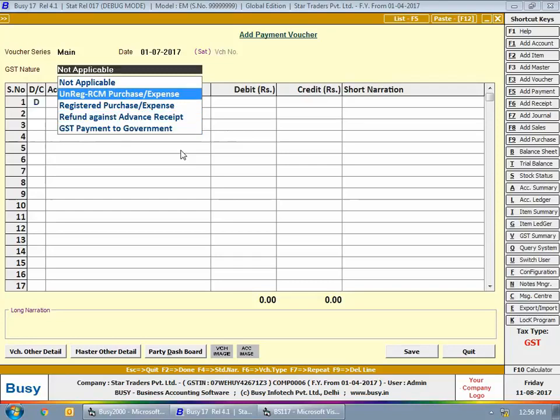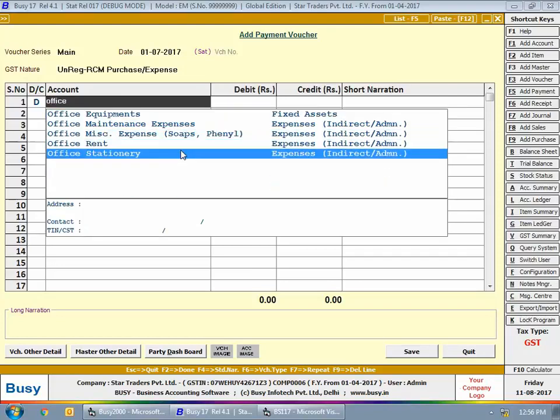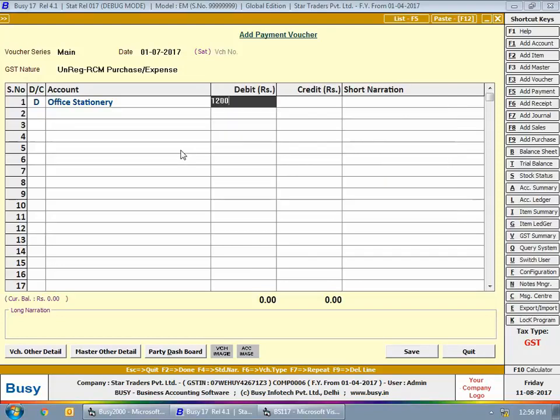So first of all, we are entering a voucher for unregistered RCM purchase / expense. We are debiting the office stationery account with 1200 rupees and crediting the cash account with 1200 rupees. This shows that we have purchased office stationery worth 1200 rupees from an unregistered dealer. This expense will be liable for RCM if the total consolidated expense for 1st July exceeds 5,000 rupees.